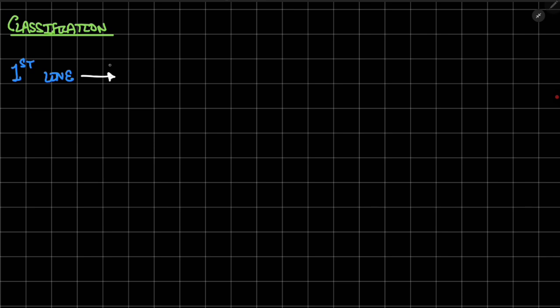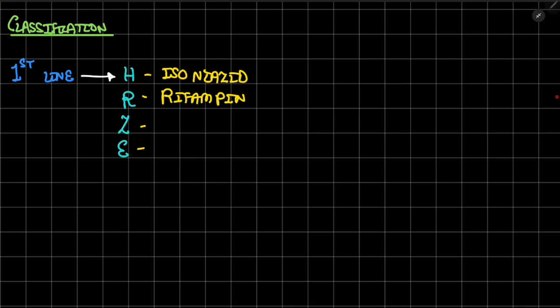Now we have studied that first line drugs consist of 4 drugs: H, R, Z and E. H stands for isoniazid. Then R stands for rifampin. Then Z stands for pyrazinamide, and E stands for ethambutol. So these are the first line drugs.